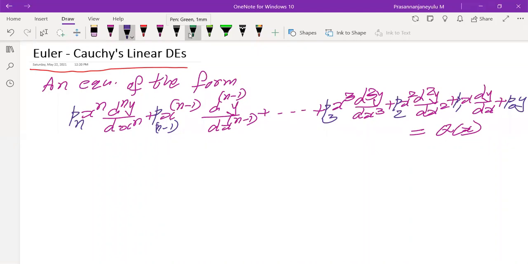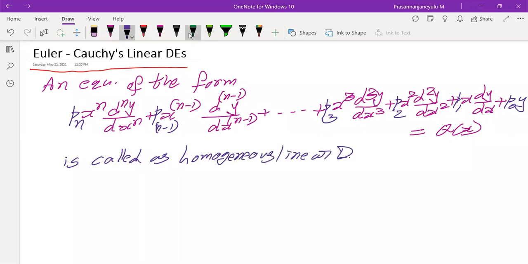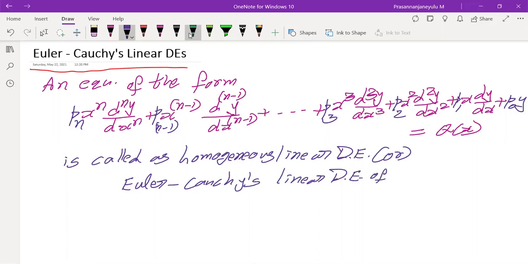An equation of this form is called a homogeneous linear differential equation, or Euler-Cauchy's linear differential equation of order n. What are the coefficients? Variable coefficients. Please make a note. This is important. Variable coefficients.